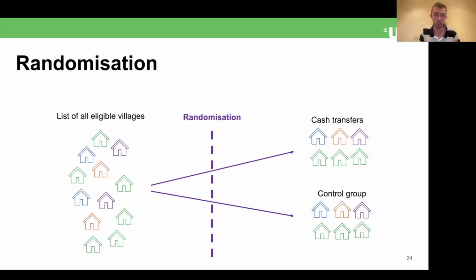So half of the villages that were initially eligible, they're going to receive the cash transfer program, and the other half is not. So as you can see here on the right hand side, the cash transfer program group of villages are very similar in terms of the number of green, blue, orange and purple houses as in the control group. And that is pure by randomization.